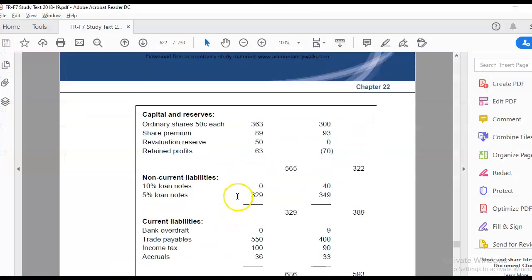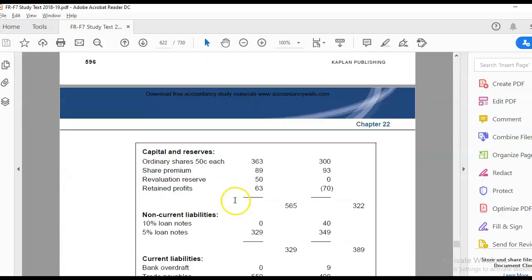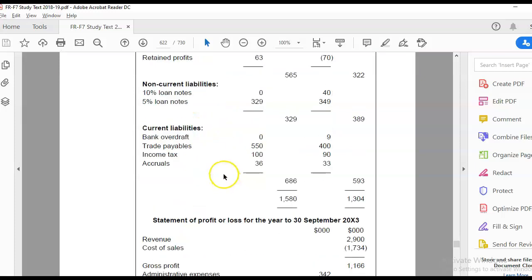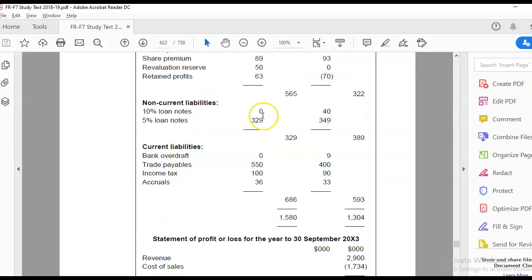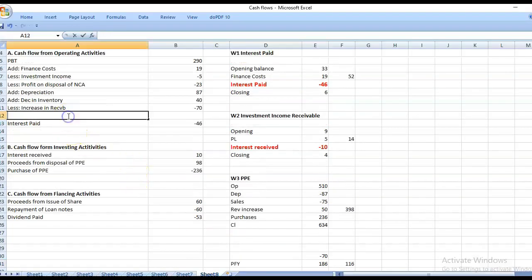Then coming to loan notes, already catered the repayment. Bank OD is a cash equivalent, I'll take it later. Trade payables from 400, they become 550, a 150 increase. Increase in payables is definitely good from cash point of view, because I am reserving cash with me.